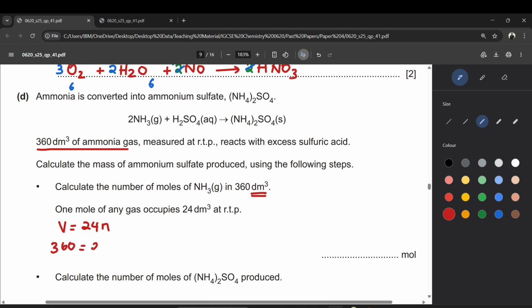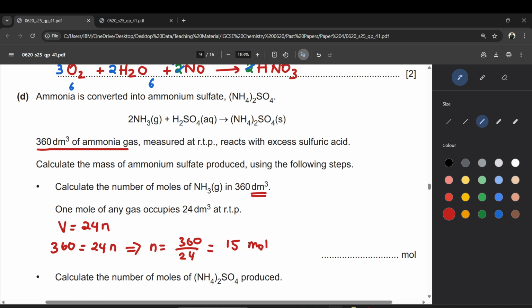360 is equal to 24 times N. Therefore, N is equal to 360 divided by 24. Okay, let me grab my calculator. So 360 divided by 24, that gives us 15 moles.